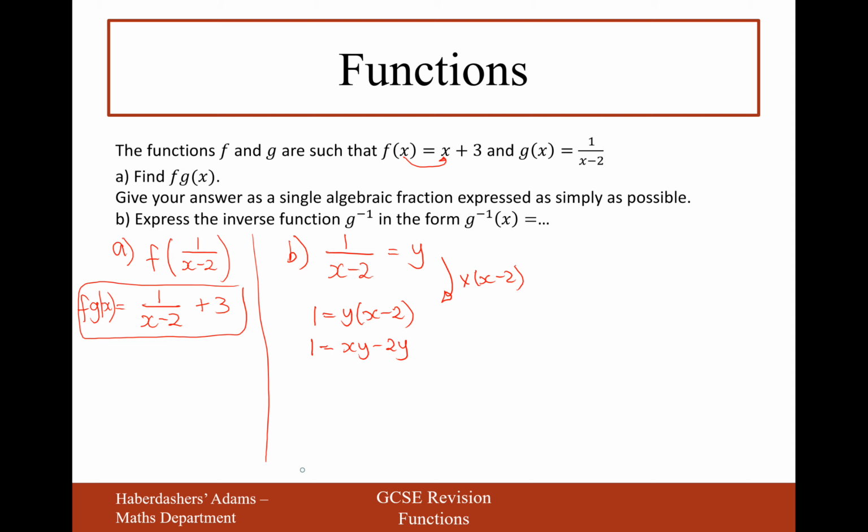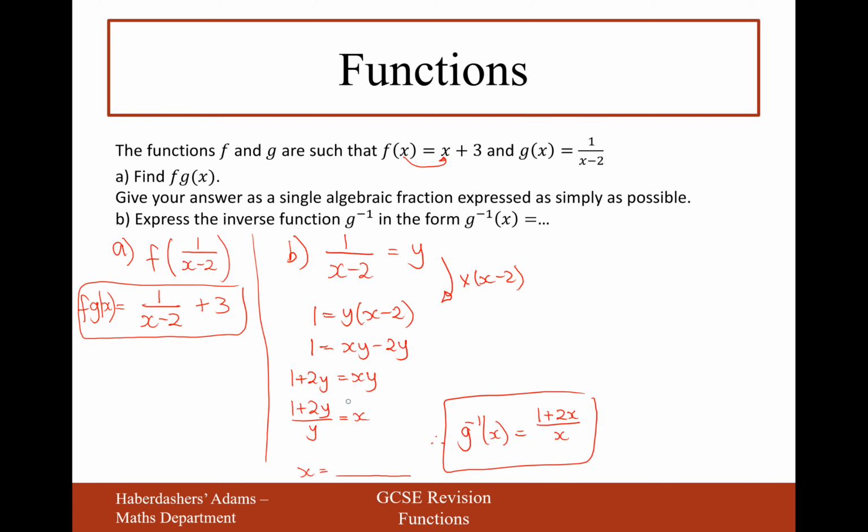We're making x the subject here, so x equals something. So I'll put the 2y onto the other side. And then I'll divide through by y, so it's 1 plus 2y over y equals x. So therefore, I've now made x the subject. It's at the front of the formula, or at the back of the formula, it doesn't really matter. And we've got all the other things on the other side. So therefore, it's g inverse x. Remember to use the correct letter for the inverse function you found. Equals 1 plus 2x over x. And remember, what you do here is you replace the letter y for the letter x in your final answer.